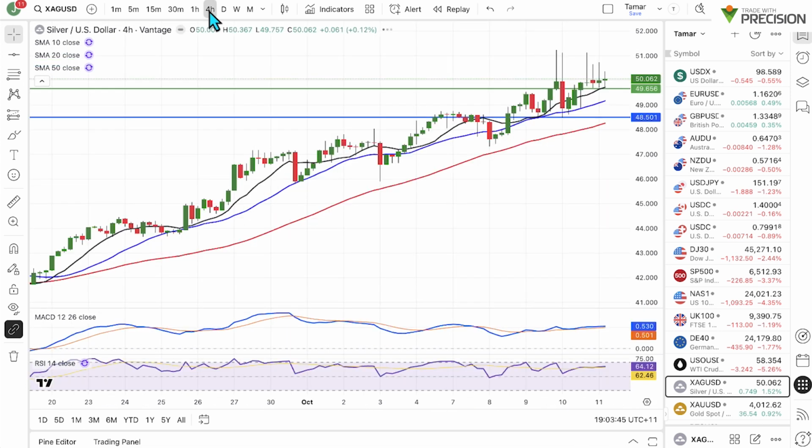We also have here on the 4 hours, we already made a lower high. There are three rejections of this high, but so far we're holding above the level of 49.70.